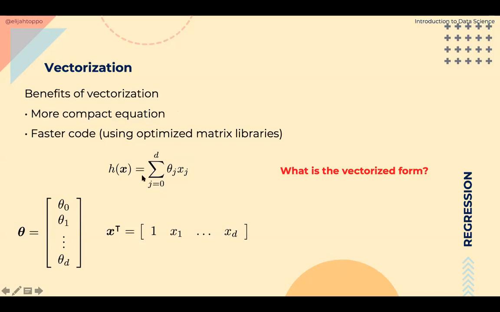But to implement this model in code, I will have to write a for loop that goes from j equal to 0 till d. That loop will run d plus 1 number of times, which is okay for one data point. But imagine we have thousands of different data points. To run this model for all of those cases, it will take us a long time. So can we vectorize this?